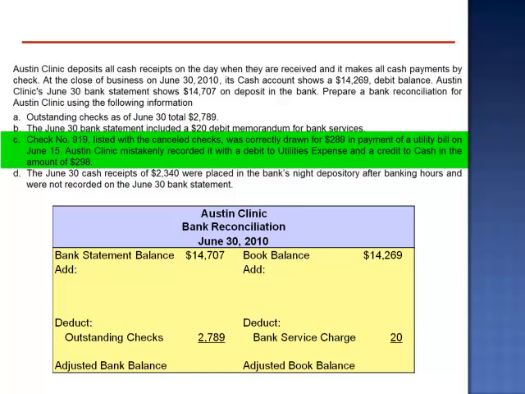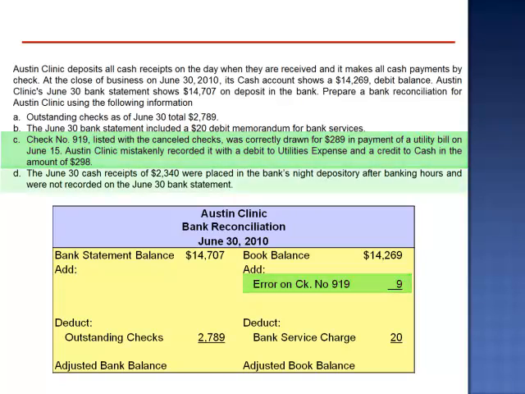So this one's a little tricky. The correct amount of the check was $289. The correct amount has already been subtracted by the bank. Therefore, we don't adjust the bank column. Although the check was written for $289, we mistakenly subtracted $298 from our book balance. Therefore, the book balance is too low by $9. We'll add back the $9 on the bank reconciliation as the correction of the error.